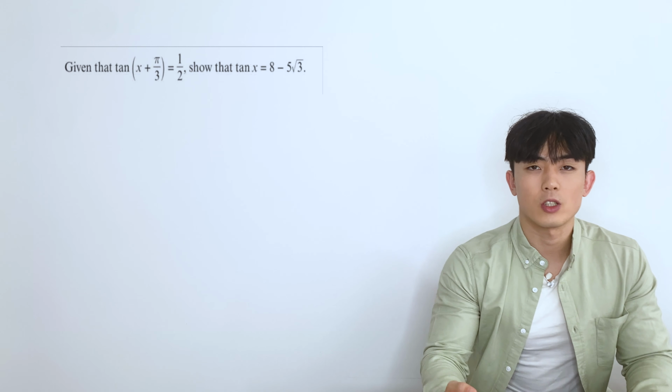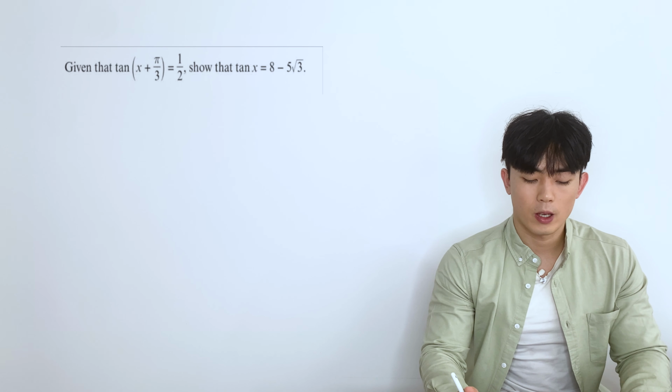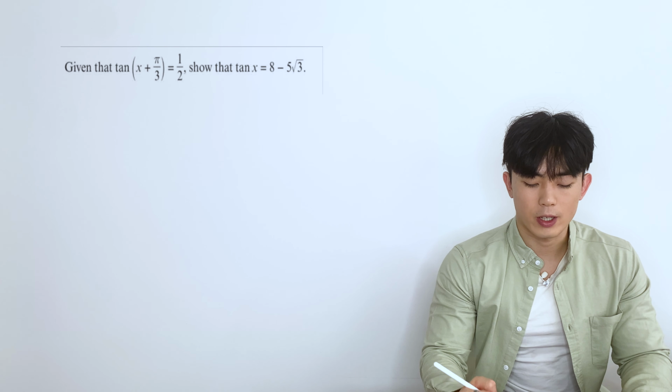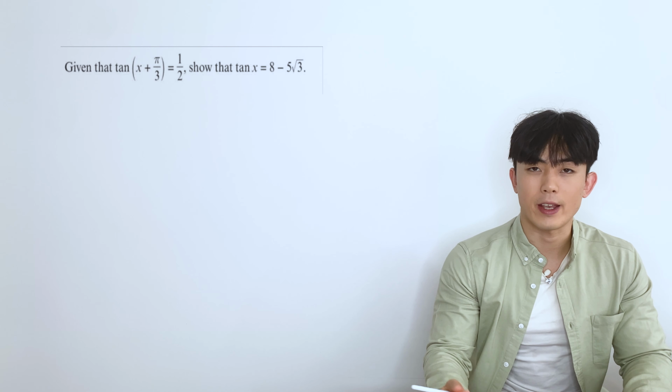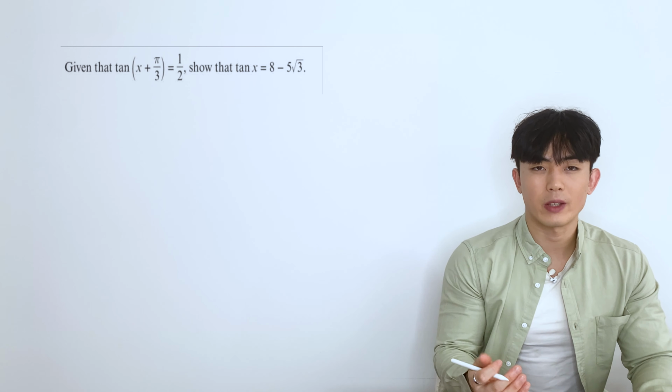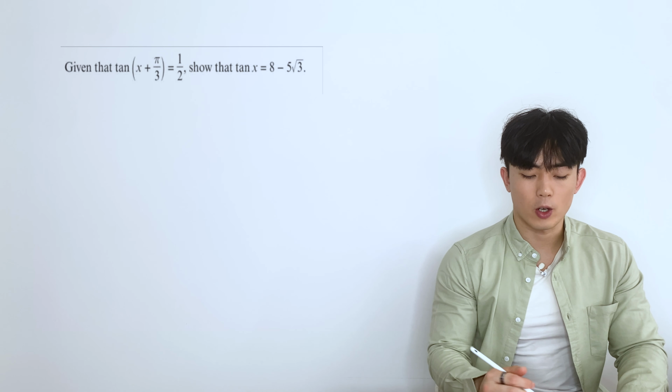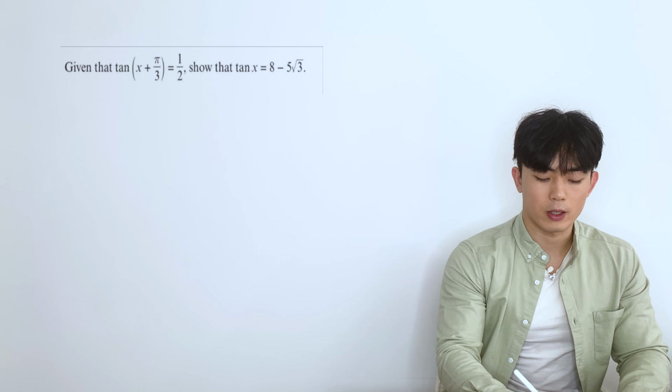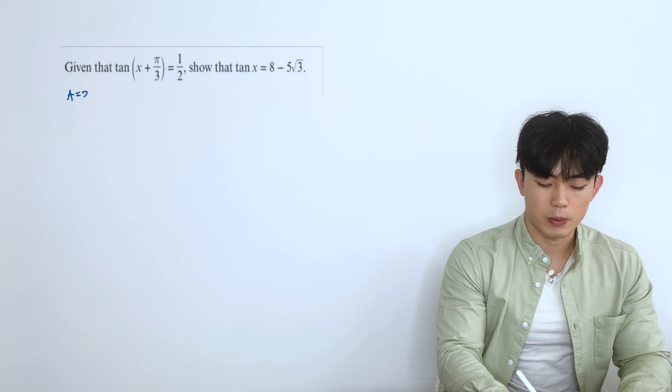Okay, so we can solve additional questions such as this one here. So given that tan of x plus pi over 3 is 1 over 2, show that tan x is 8 minus 5 root 3 over... The first thing is x plus pi over 3, so we know that it's going to be a tan A plus B formula here, right? So A is x, and B is pi over 3.